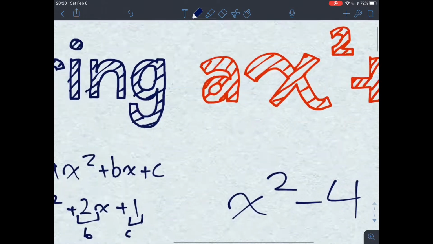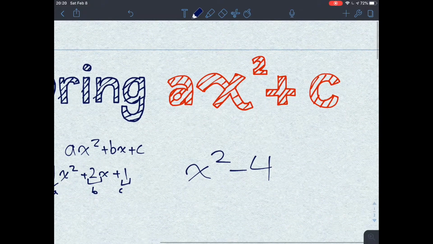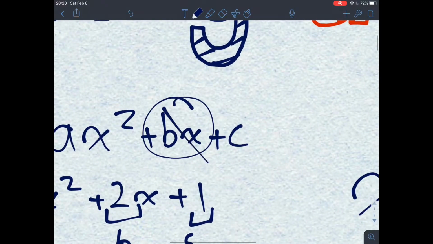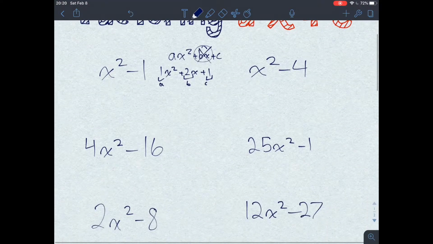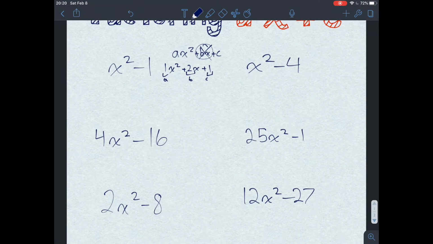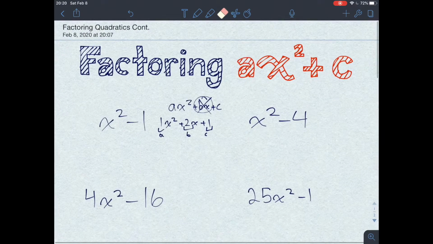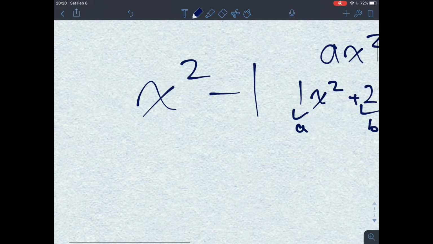But now we are factoring ax squared plus c, and the difference is that there is no bx. So we can cross it out. We see in all these examples, there's no bx, just ax squared and then a c, right? So this would be the x squared, and this would be the c. Let's look at the first example, x squared minus 1.